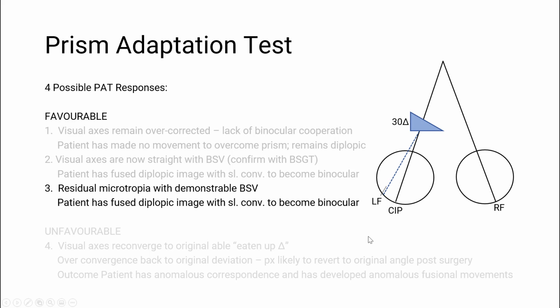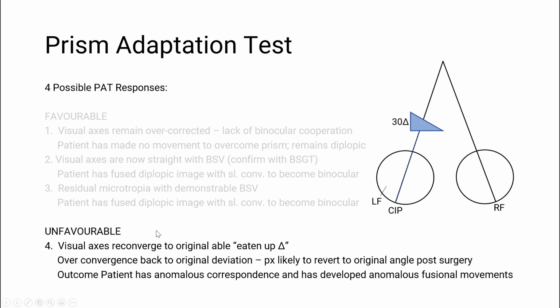Another outcome is that with the Fresnel prism, the patient becomes microtropic. So they have a small angle strabismus, so they don't actually have a straight visual axis. If you did a cover test on this patient, you would find a small esotropia, a flick ET. But if you were to give them a Bagolini glasses test, they give you a BSV response, so they give you a cross. So this is also a favourable outcome, where you're going to have a microtropia with BSV as a potential outcome of surgery.